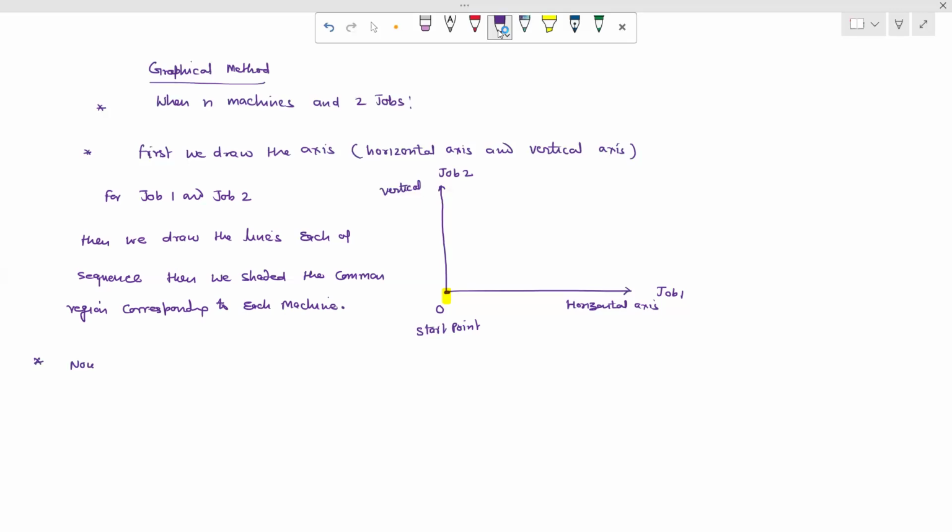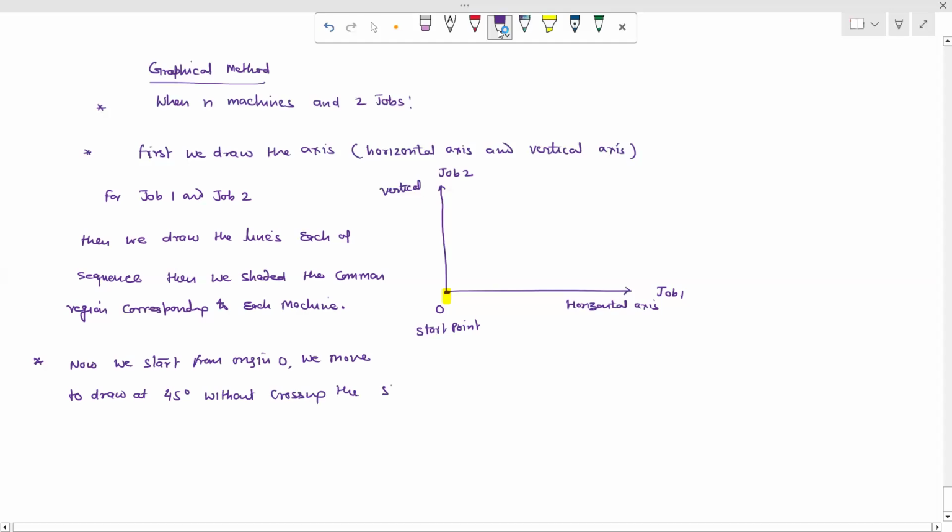Now the next point. We start from the origin that we denoted as O, and we move at 45 degrees without crossing the shaded region.